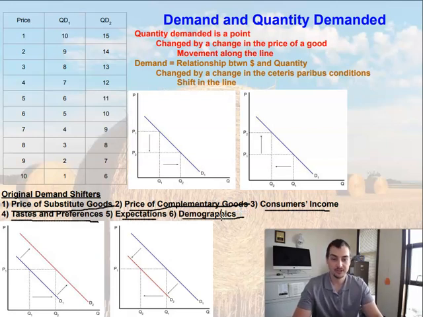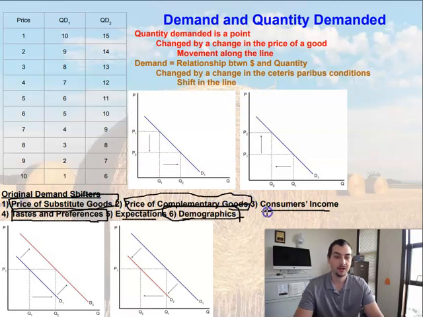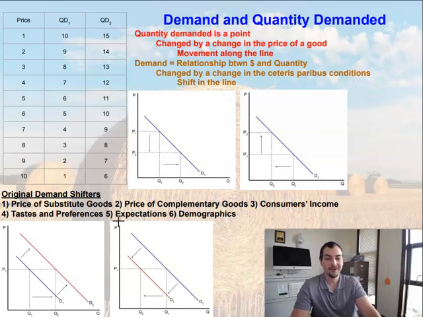So the demographics would be that composition of population that we talked about earlier. The tastes and preferences, that is lifestyle, attitude towards health and nutrition, attitude towards food safety. That's all wrapped up in tastes and preferences. We know what the price of a substitute good is going to do, and the price of a complementary good. We know what consumer income is going to do, whether it's a normal good or an inferior good. But expectations tend to have an impact as well.